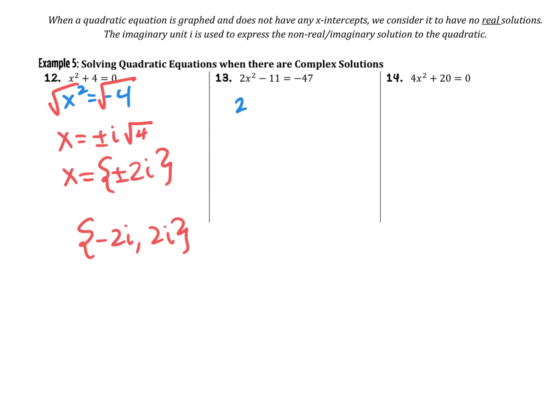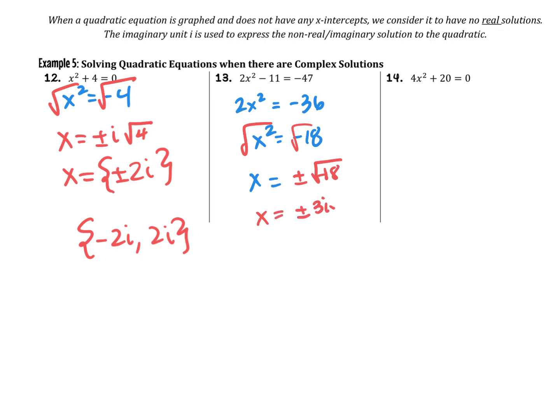All right, hopefully you had time to work through this. If I add 11 to both sides, I'm going to get 2x squared equals negative 36. Divide by 2, so x squared is equal to negative 18. Take the square root of both sides, which is going to give me x equals plus or minus the square root of negative 18. And if we simplify this, we're going to get plus or minus 3i times the square root of 2. I'm thinking the square root of 18 is the square root of 9 times 2. That's where the 3 is coming from. Or you can make your upside down birthday cake.